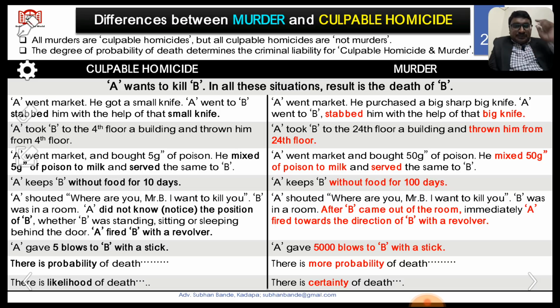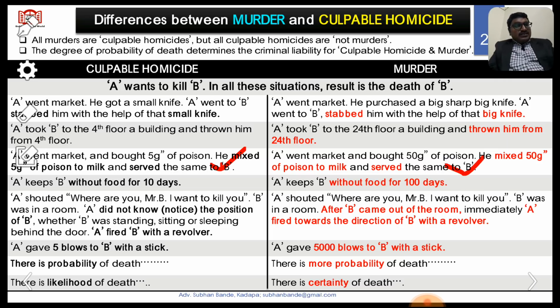Next, coming to the third illustration. A went to the market and purchased 5 grams of poison. He mixed the 5 grams of poison into milk and served it to Mr. B. That results in the death of Mr. B. A wanted to kill Mr. B.